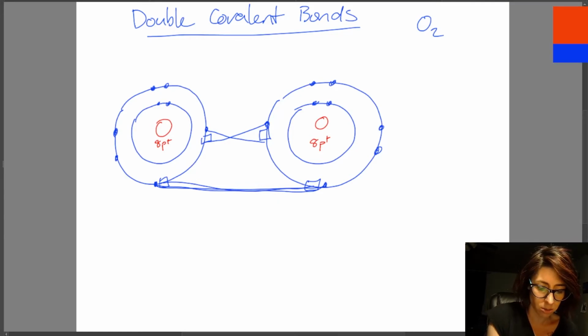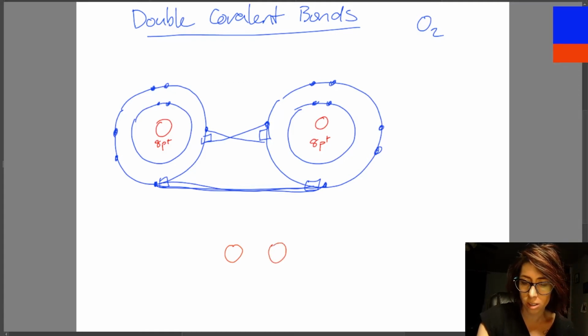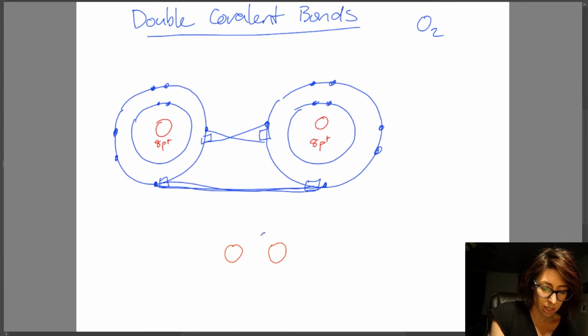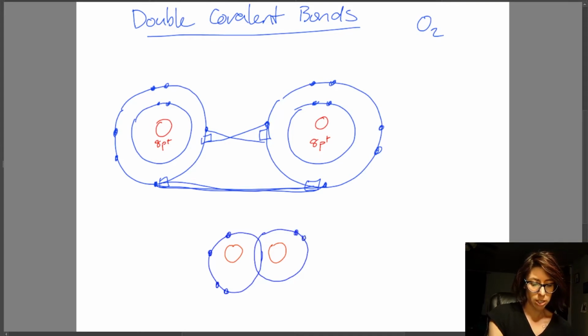Those could pair up. So how would that look? Okay, let's see. We've got oxygen and oxygen, and I'm going to ignore the inner electrons. This is going to be hard to draw. So there's 2 pairs of electrons that are not shared, and then there's 2 pairs that are shared. So 4 electrons that are shared, right? 1, 2, 3, 4 that are being shared.